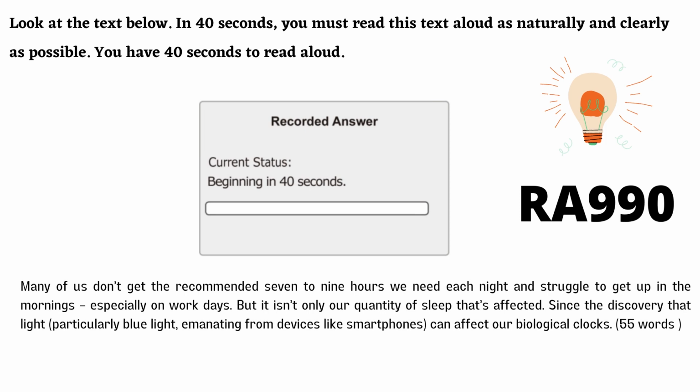Many of us don't get the recommended 7 to 9 hours we need each night and struggle to get up in the mornings, especially on work days. But it isn't only our quantity of sleep that's affected, since the discovery that light, particularly blue light, emanating from devices like smartphones, can affect our biological clocks.